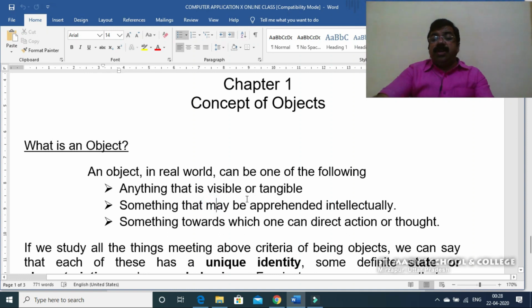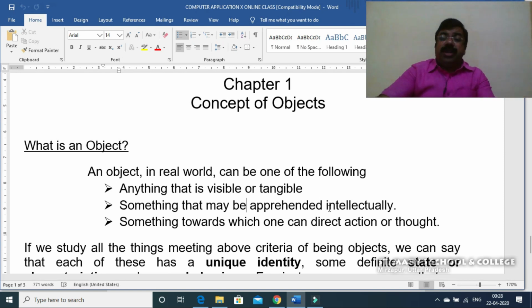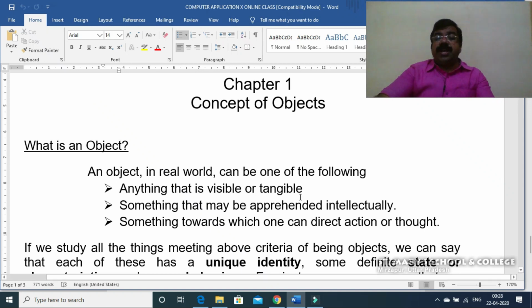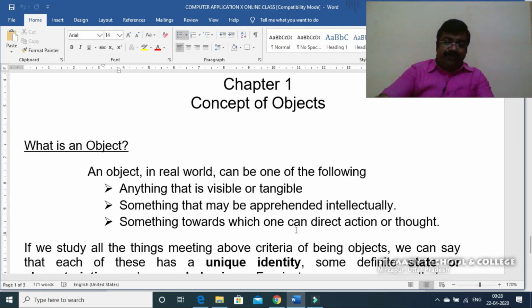Second point says that which may be apprehended intellectually. We believe that something is existing. We can think about it intellectually. That is considered as an object. And then something towards which one can direct action or thought. For example, we can say we have a life. Has anyone seen this life? No. We say a living thing has got its own signs of life. So we are just directing our thought towards that particular concept.